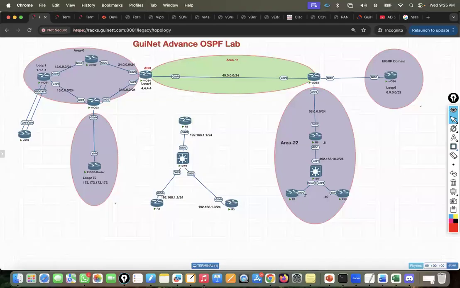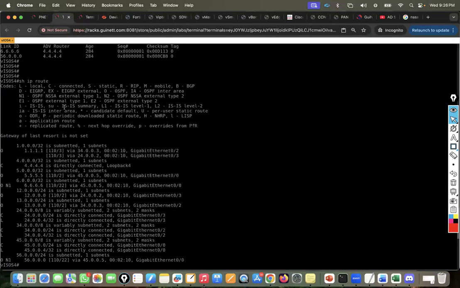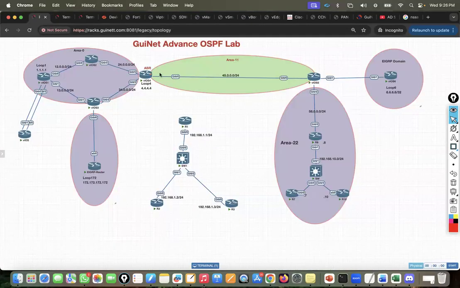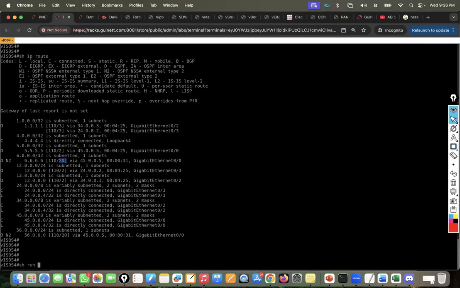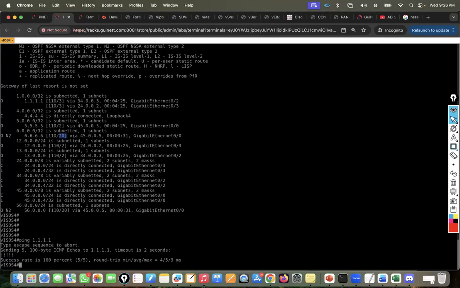So N1, N2 we are good, and we have a good understanding of all O routes and OIA routes. If I make this a normal area again, you are not getting any kind of OIA route. You can see here, internal routes only. We're not getting any OIA route, but still I can ping the OIA subnets. See, I'm able to reach.